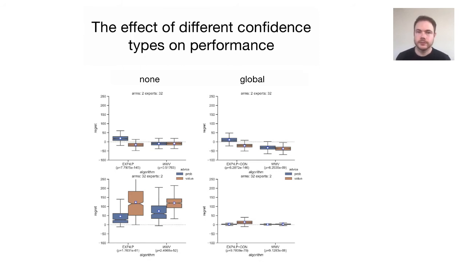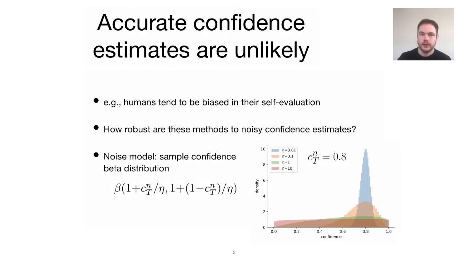So an obvious question then is, why should we even consider XP4P plus con if the weighted majority vote is better? Well, to answer that, we have to take into account that accurate confidence estimates, such as those used in these results, are highly unlikely in a real scenario. Right? If we consider, for example, human experts, well, research has shown that humans tend to be biased in their self-evaluation, which in this setting translates to over or underestimating confidence.